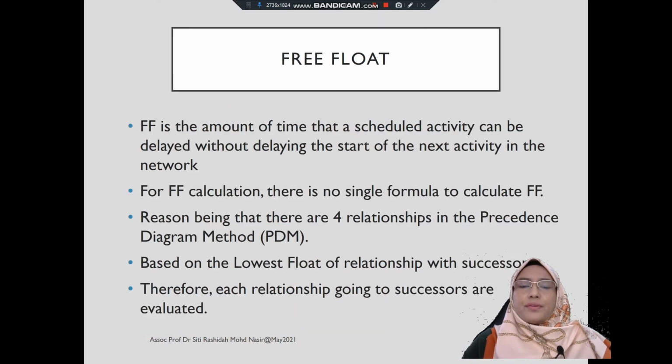Free float is the amount of time that a scheduled activity can be delayed without delaying the start of the next activity in the network. This is similar to what we have learned in the critical path method. And for free float calculation, there is no single formula to calculate the free float. The reason being that there are 4 relationships in the precedence diagram as compared to critical path method. So basically, it is based on the lowest float of relationship with the successor.